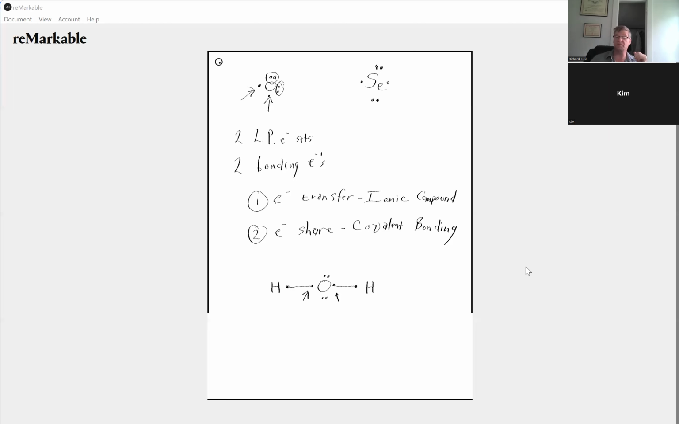Hydrogen is always an exception to the octet rule because it only wants 2 electrons. And now we know why. Hydrogen only has the 1s subshell. There are no p subshells. So it can only take 2 electrons.